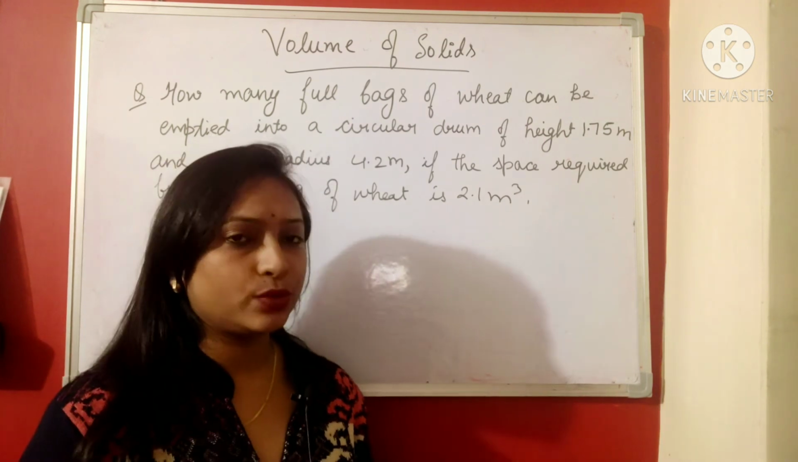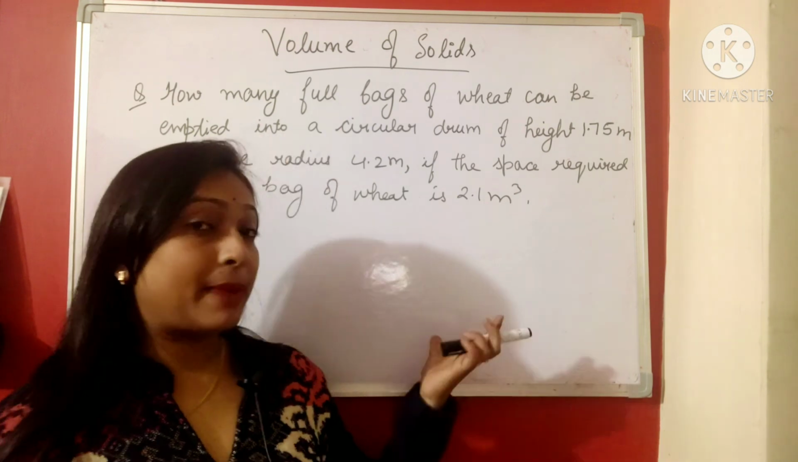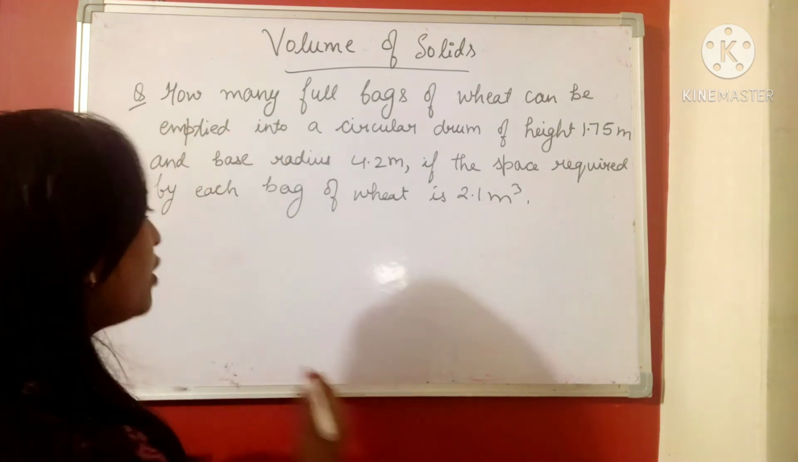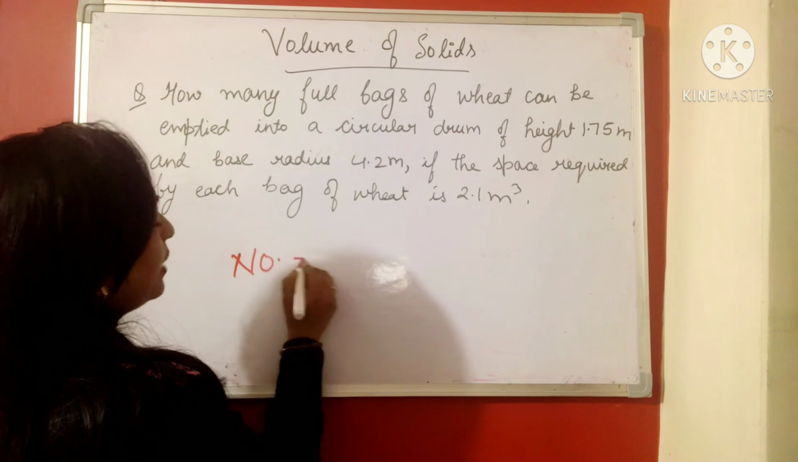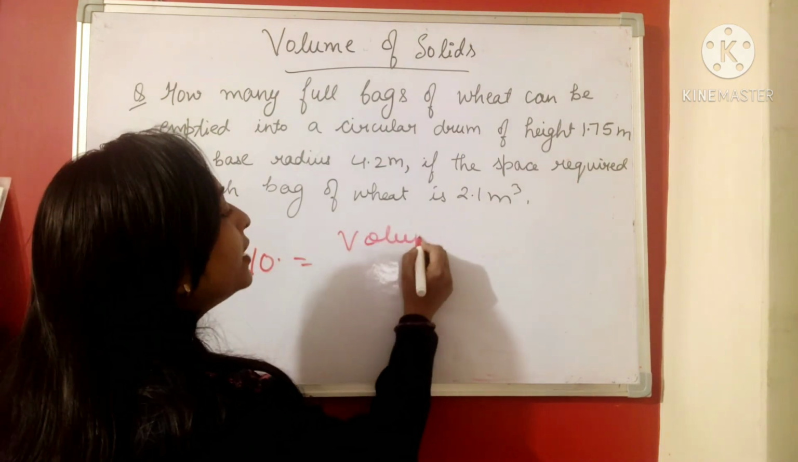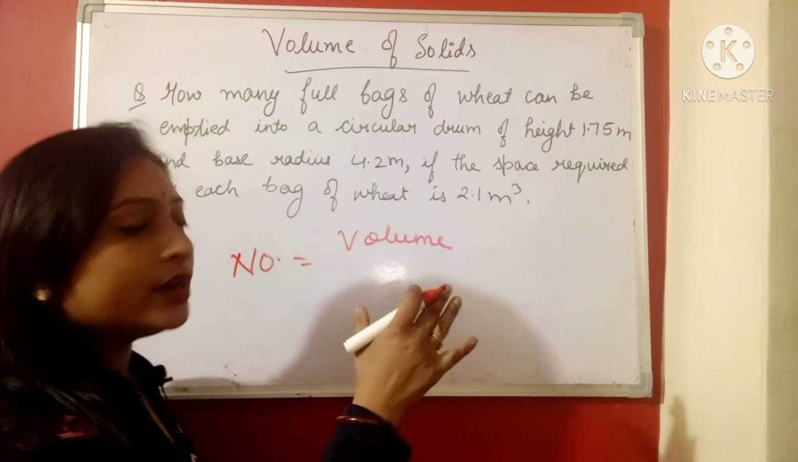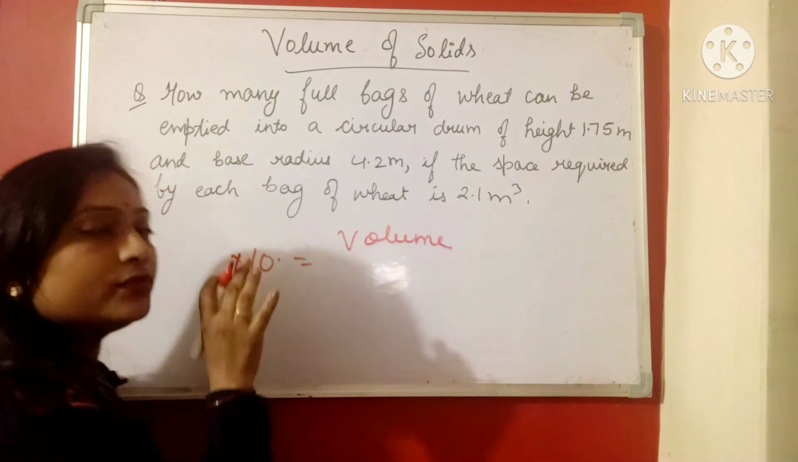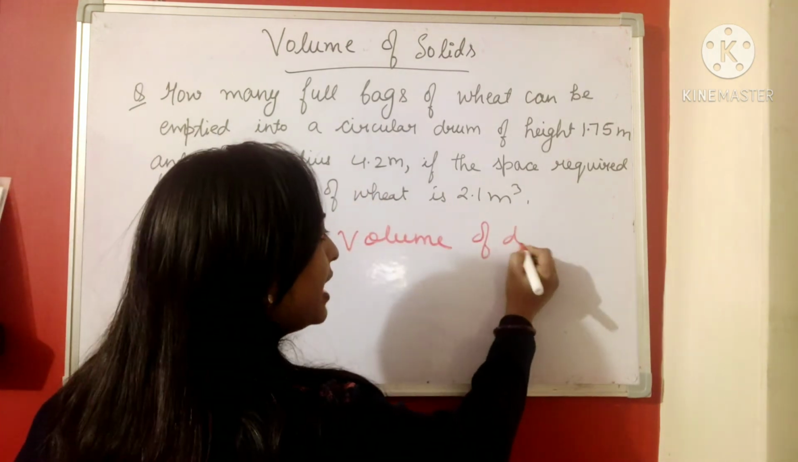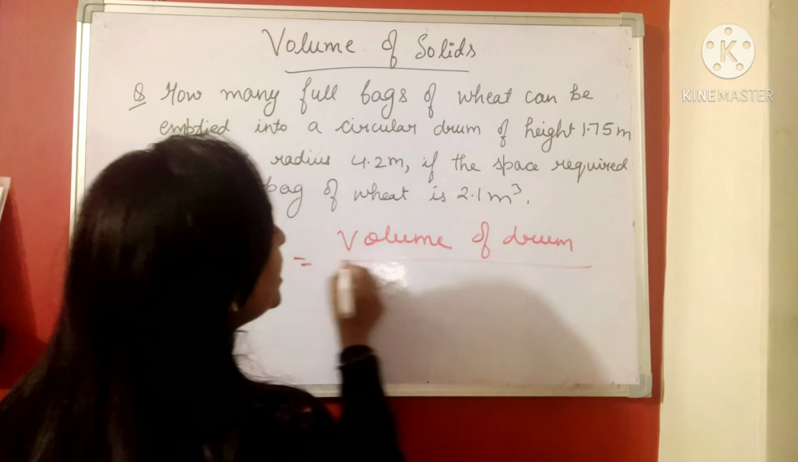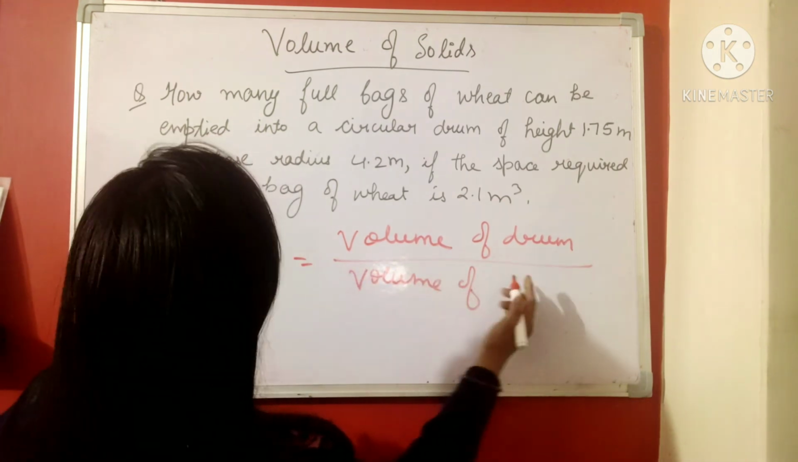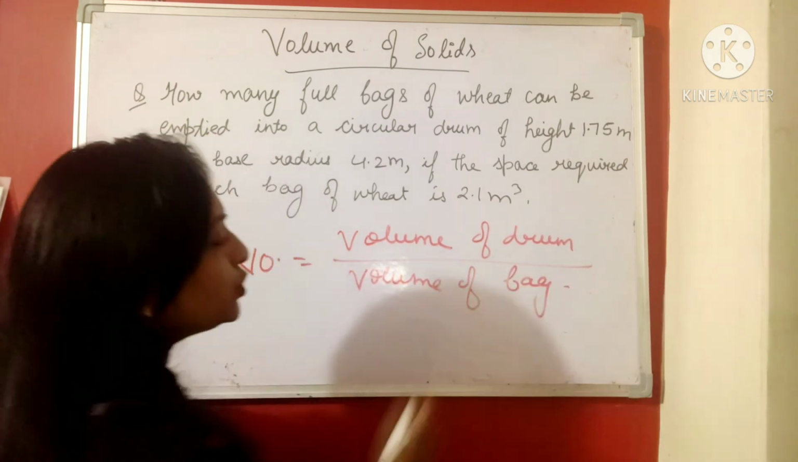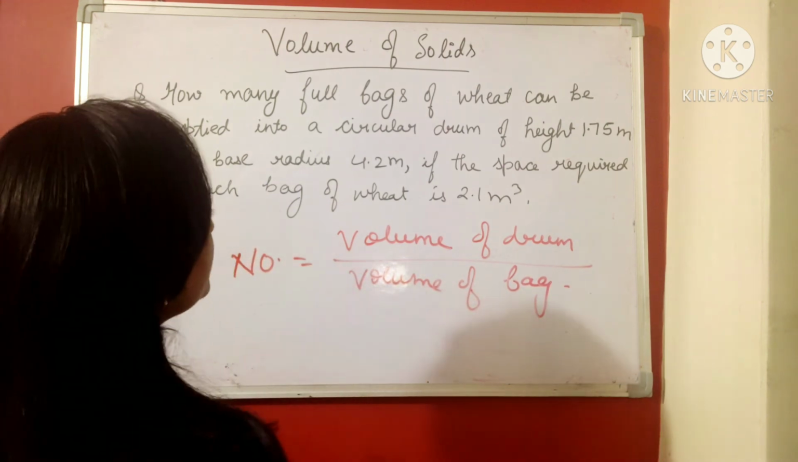Whenever we are supposed to find out the number of bags, tiles, bricks, the formula is the volume of the bigger thing upon the volume of the smaller thing, right? What is bigger here? Here the bigger volume is of the drum. So volume of drum will be coming here in the numerator, upon volume of bag which is going to come here, right? So what is the volume of drum?